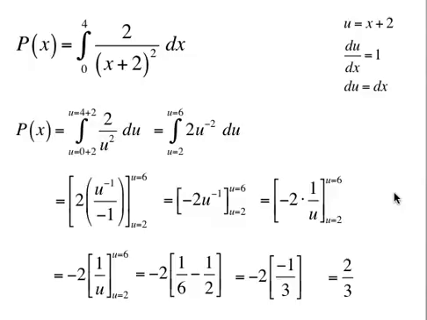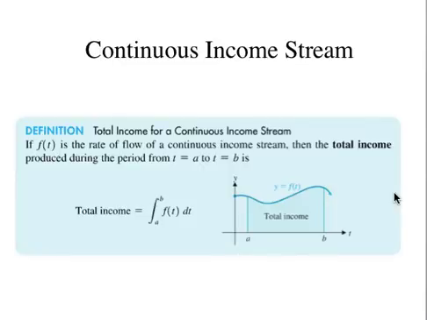Okay, so let's move from probability density functions to continuous income streams. So you'll notice the same sort of process occurs, and then we're going to integrate from a to b to find the area under the curve. But this is not representing a probability this time. This is representing total income for an income stream. So if you have something like a vending machine, you will be continuously getting money into that vending machine. So we have to describe the rate of flow.